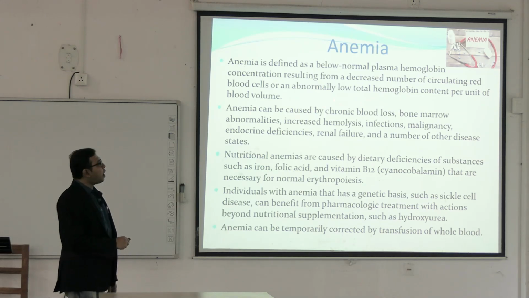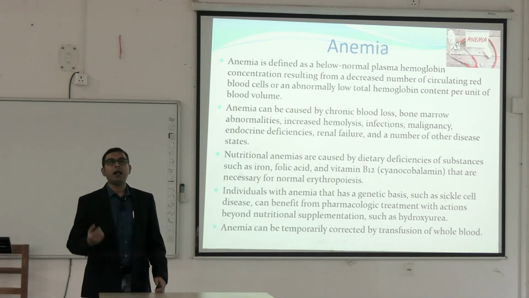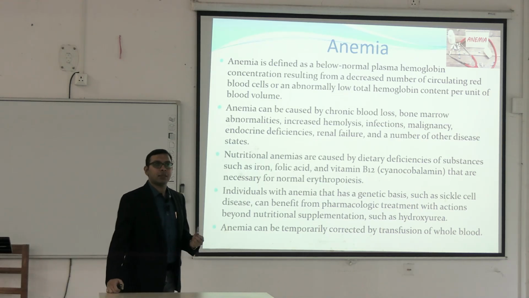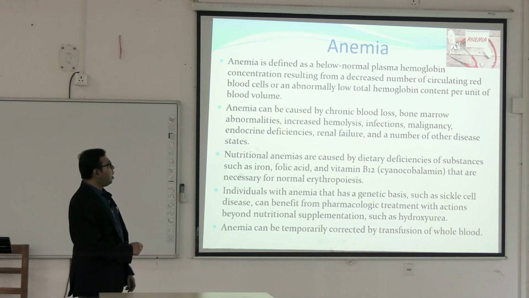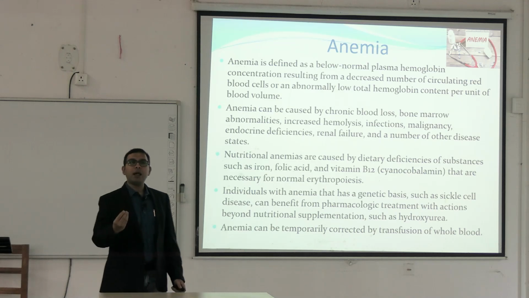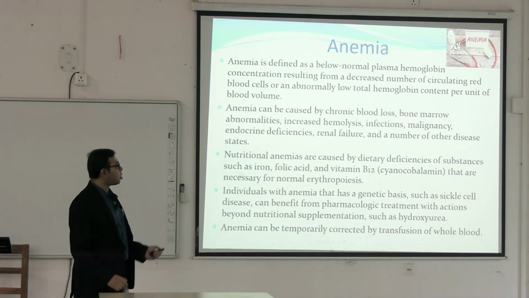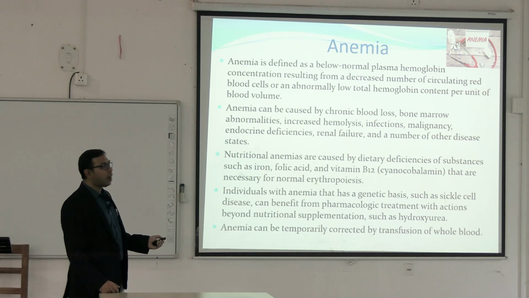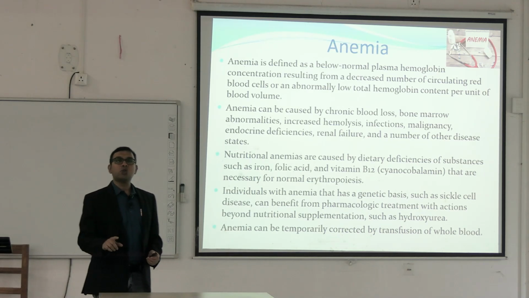So anemia can be caused by chronic blood loss. Chronic blood loss may be, for example, from a bleeding peptic ulcer, or from bleeding hemorrhoids, that is piles. There may be bone marrow abnormalities, that is, the bone marrow may be depressed. So ultimately that may also lead to less hemoglobin and fewer red blood cells. There may be increased hemolysis, so the red blood cell is formed but is increasingly being destroyed by different causes. There may be some infections, malignancy, some endocrine problems, renal failure, chronic kidney disease and a number of other disease states that may lead to anemia.